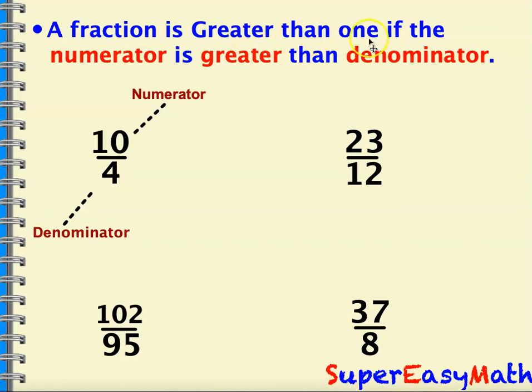A fraction is greater than 1 if the numerator is greater than the denominator. So here, numerator 10 is greater than denominator 4, so this fraction is greater than 1. The same here in this example, so 23 is greater than 12, so this fraction is greater than 1. 102 is greater than 95, so the numerator is greater than the denominator, then this fraction is greater than 1. And 37 over 8 is also greater than 1.